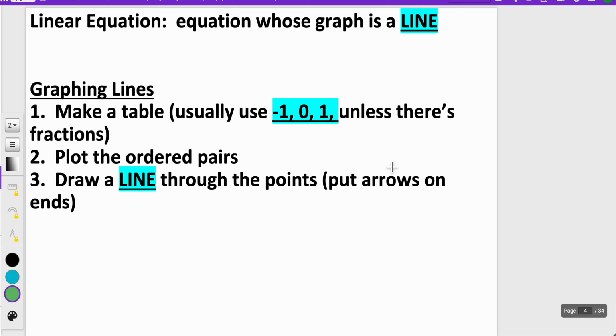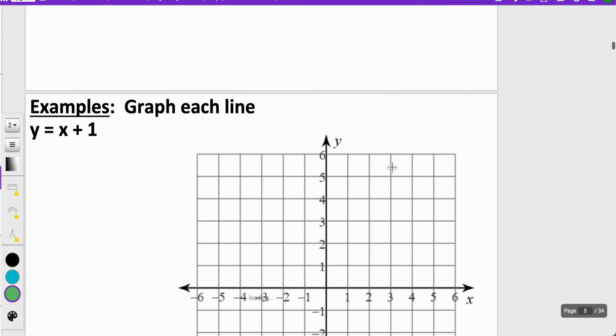So get your notes ready. I have a paper just for you today to fill out with notes. So let's go ahead and get started.